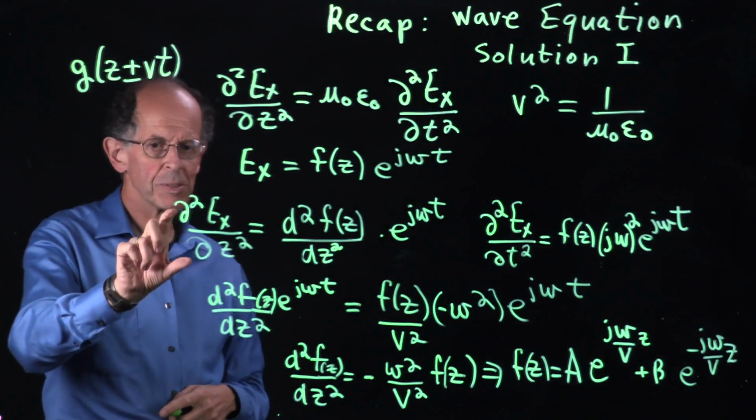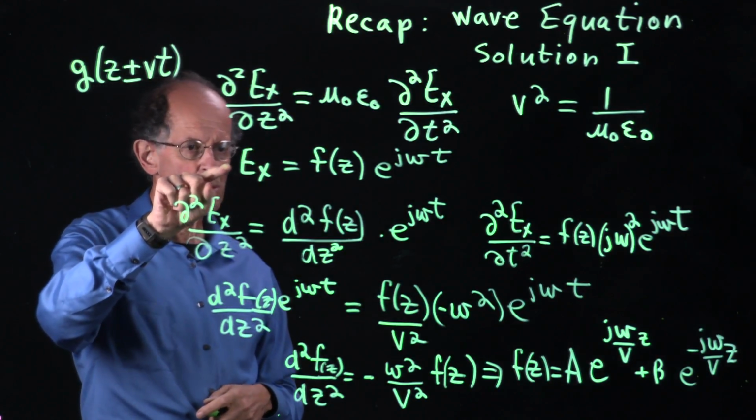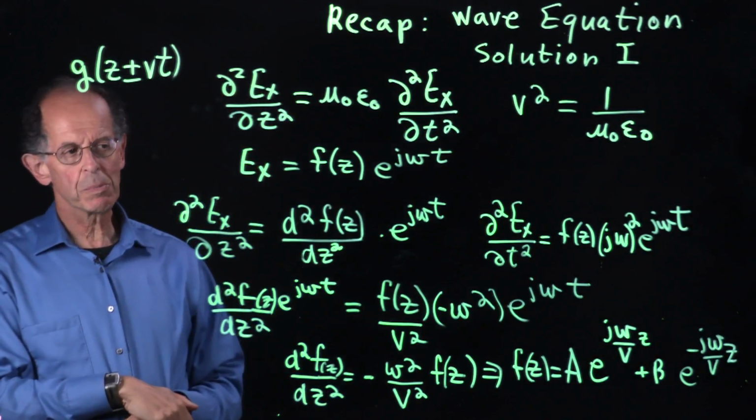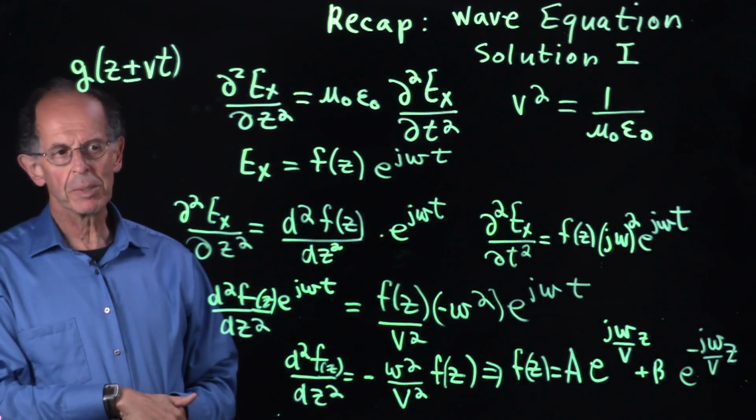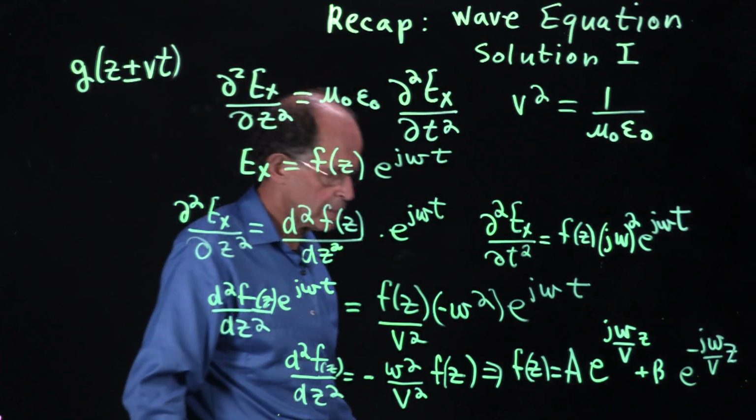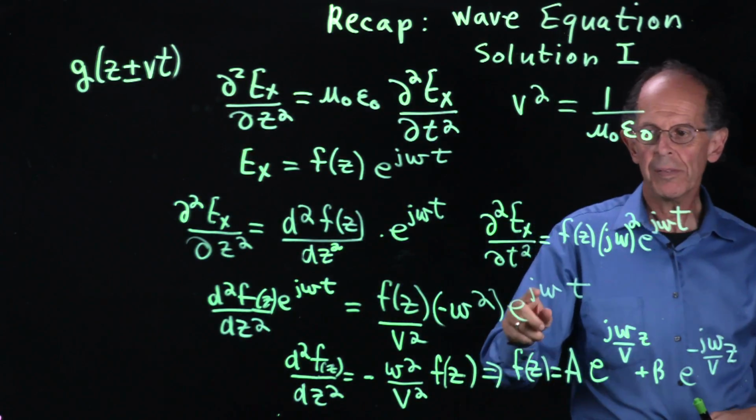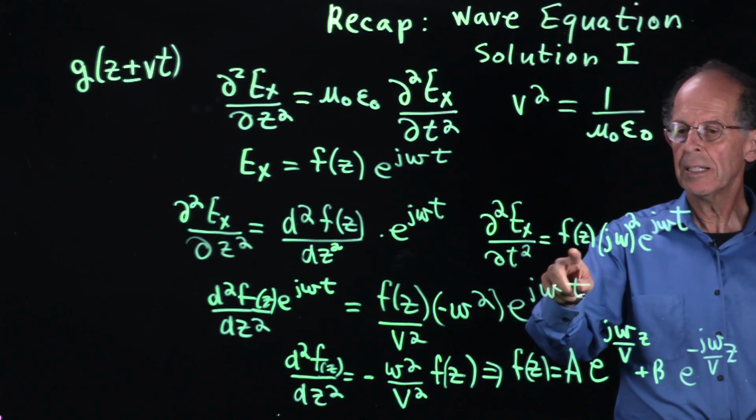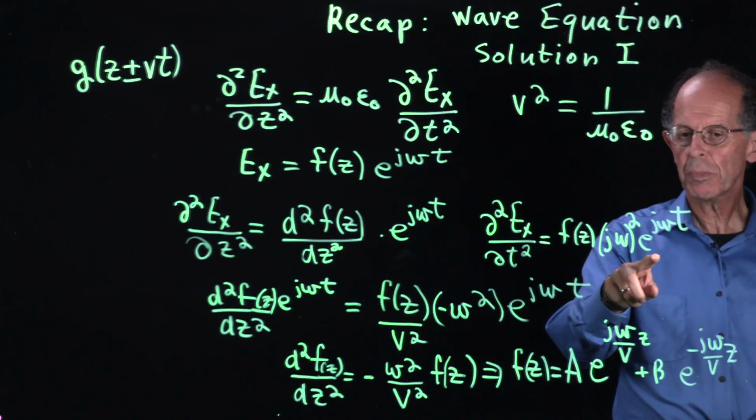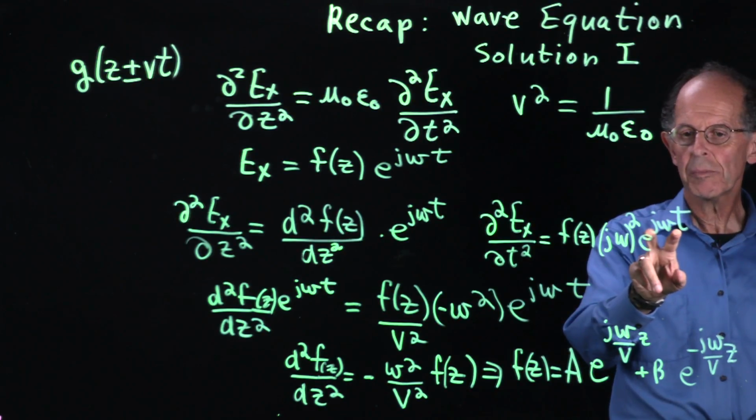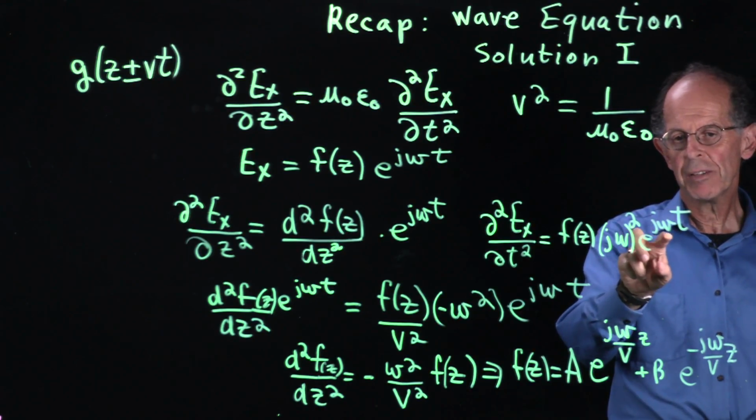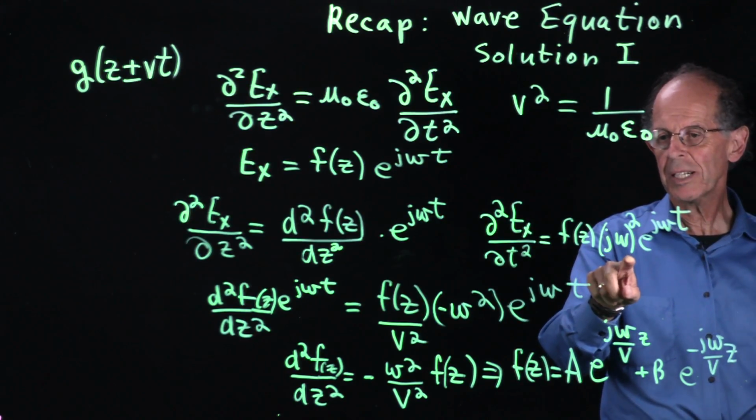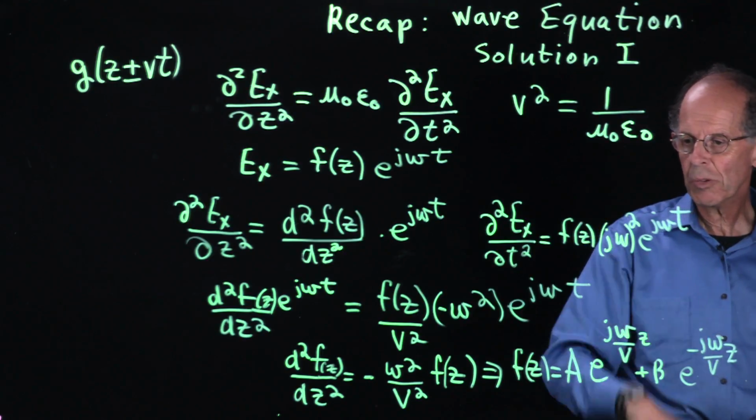So let's do the differentiation. Two derivatives of this with respect to z is just the second derivative of f with respect to z, still multiplied by e to the j omega t. Let's do the same on this side. Two derivatives of e with respect to t. We have f of z. This is an exponential. Every differentiation brings down the value that multiplies t. So we get j omega times j omega after two differentiations, j omega squared.